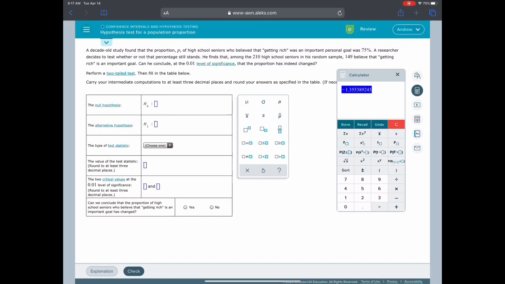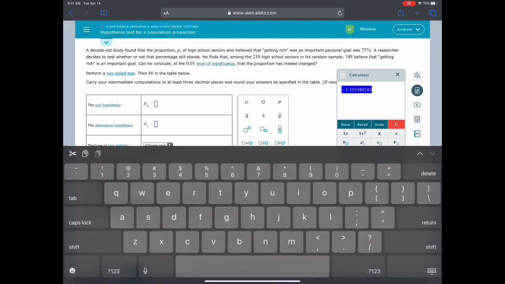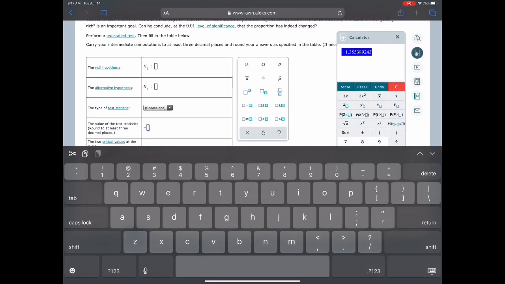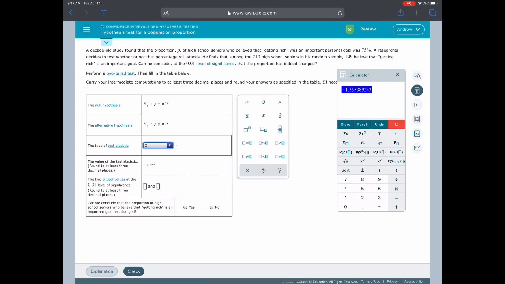So this should be our test statistic. Okay, our test statistic should be negative 1.355. Let's go to at least 3 decimal places. So we got that. Let's go ahead and fill these in while we're over here on this problem. So we have P is equal to 0.75 and P is not equal to 0.75, and we are using the Z test statistic. So now the last thing we need to find is our critical value.